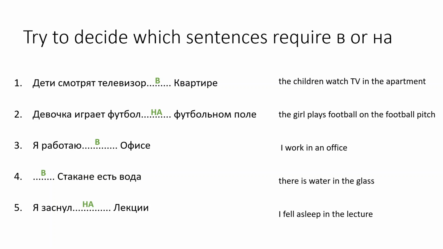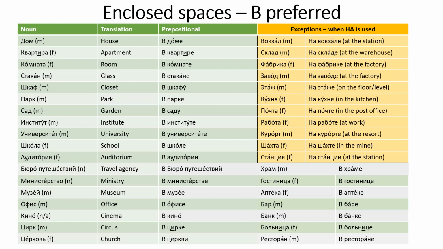Whereas with kvartira, komnata, you don't go to them specifically for a certain amount of time for a certain event. So next we have some tables. This is a list of nouns which take v. Most of them are enclosed. We have park and garden, which take v all the time, but obviously they're not enclosed, so they're just exceptions.